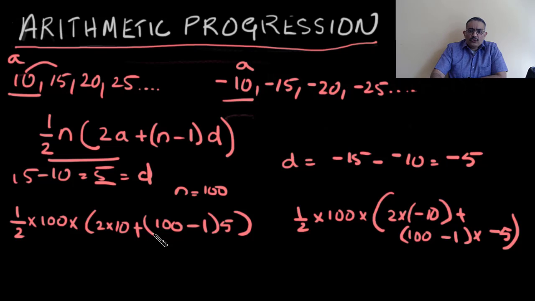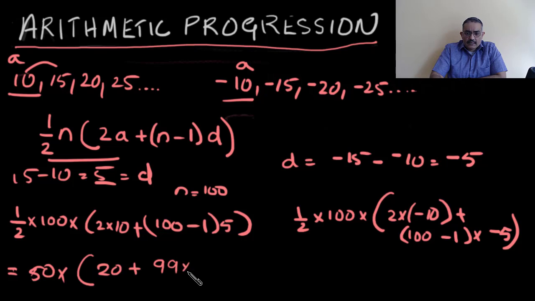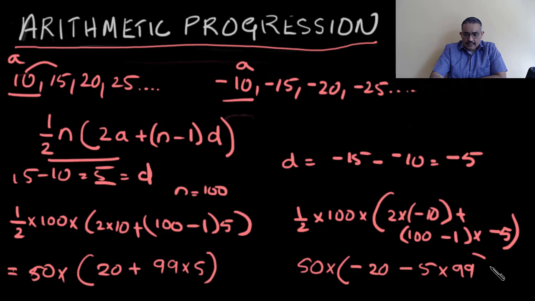I urge you to do the full algebra at home, but you're going to get 50 times (20 plus 99 times 5), and a similar formulation, 50 times (minus 20 minus 5 times 99). So there you have it. This is the mechanism to calculate the sum of n terms in an arithmetic progression. Thank you so much.